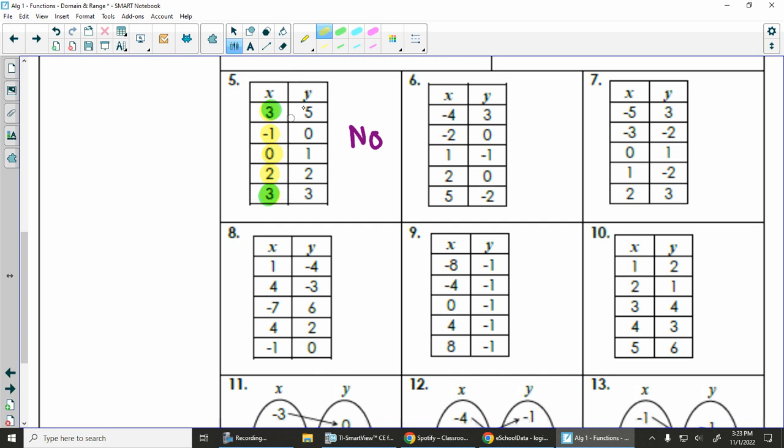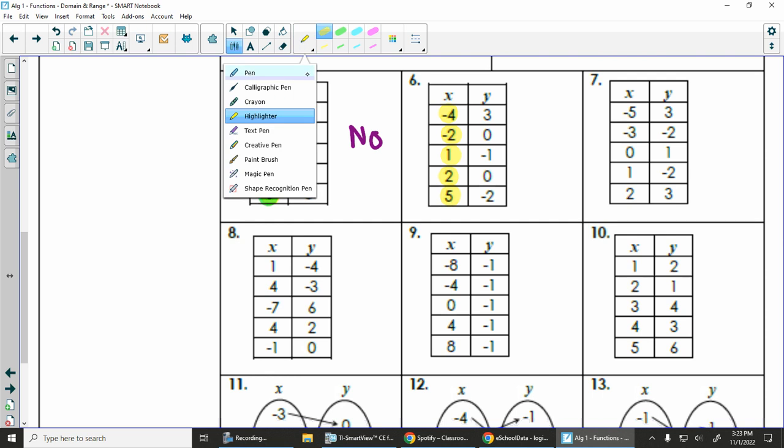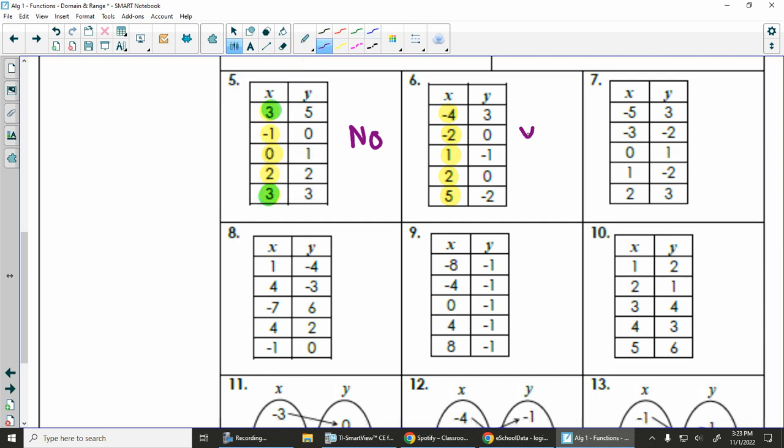And I'm just going to do that for each table, looking at the x column. So we have a -4, -2, 1, +2, and 5. All of these x's are different, so that's fine. That's a function. And then in number 7, same thing. We have a -5, a 3, a 0, a 1, a 2. Every single one of those x values are all different, none of them repeated. So yes, this is a function.